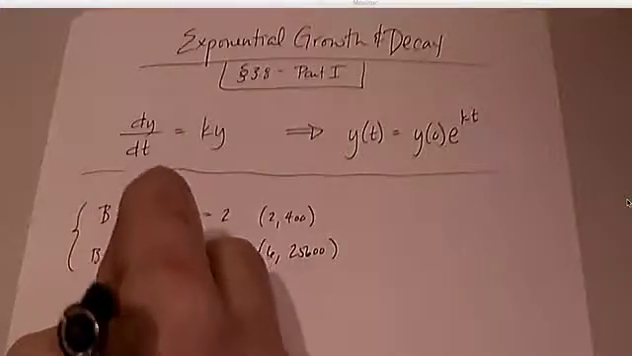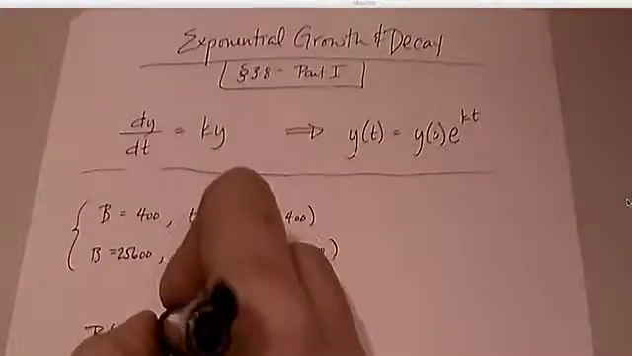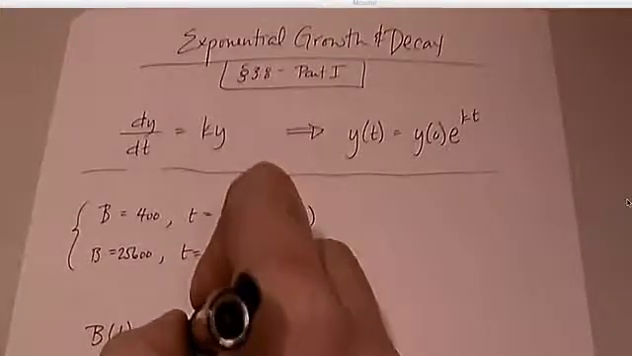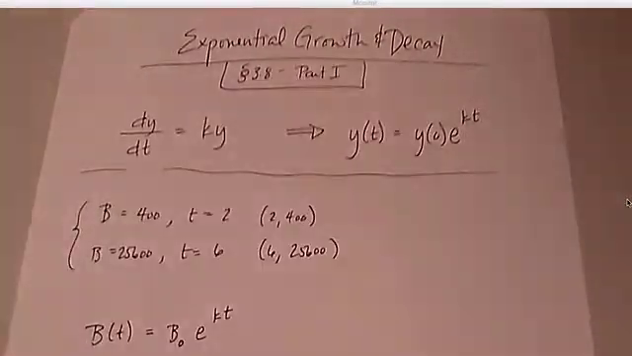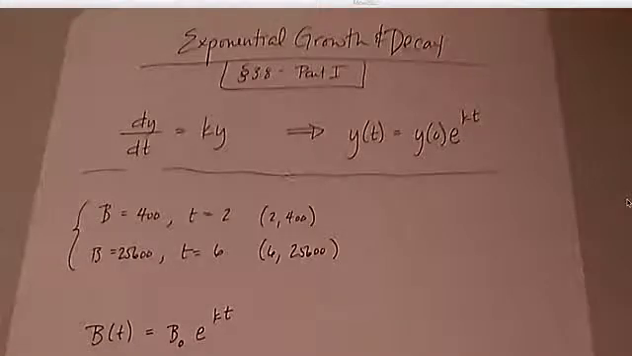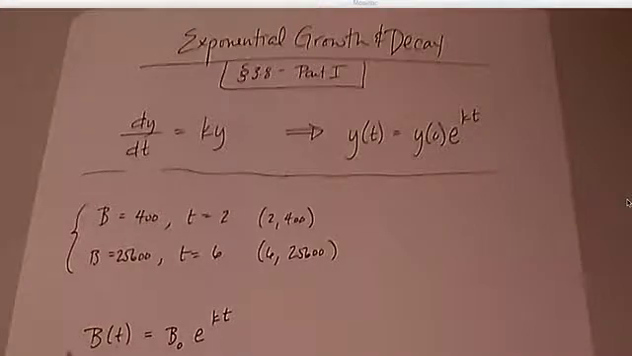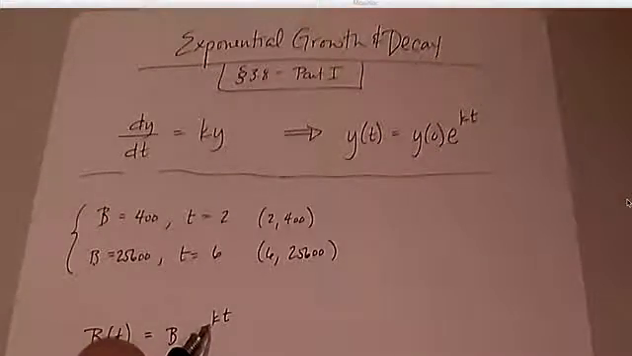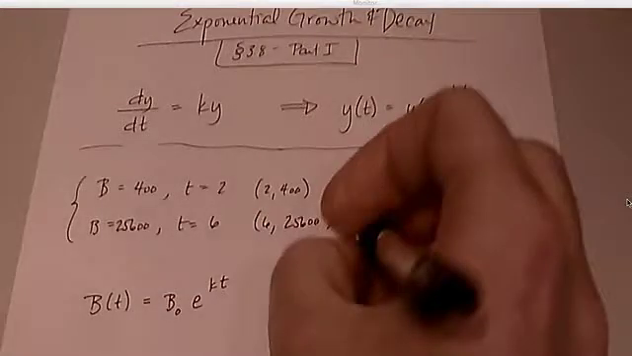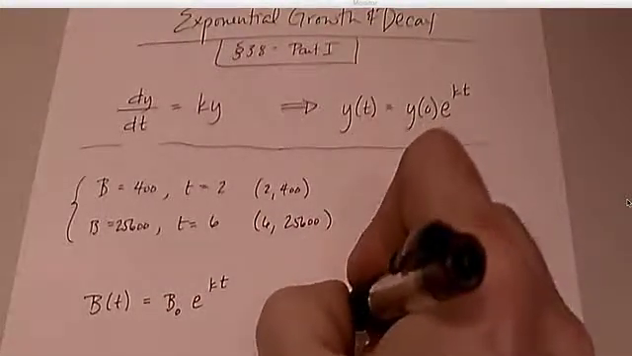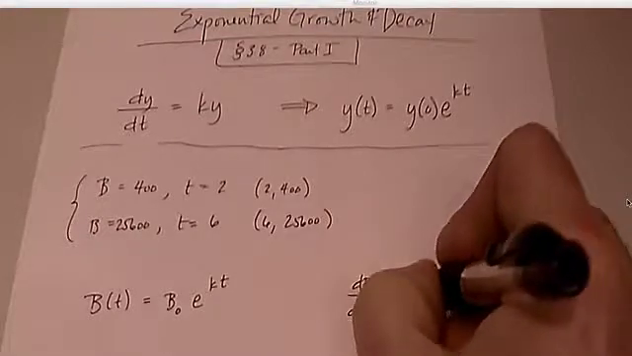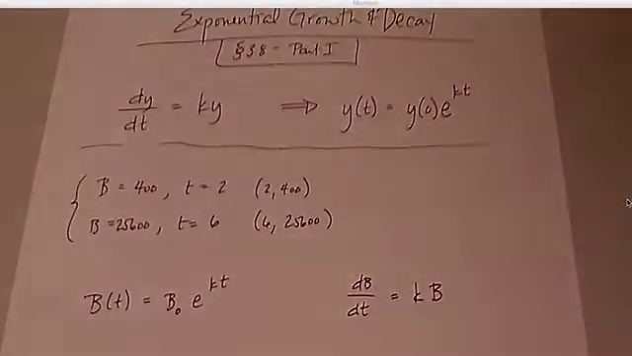So remember, B of t is equal to B naught e to the kt. And if I plug in both of those ordered pairs, okay, I can actually find my k value. And my k value is, I think, what they're referring to as the relative growth rate, because it's the constant. This comes from the fact that the rate at which the bacteria increases is directly proportional to the amount of bacteria.